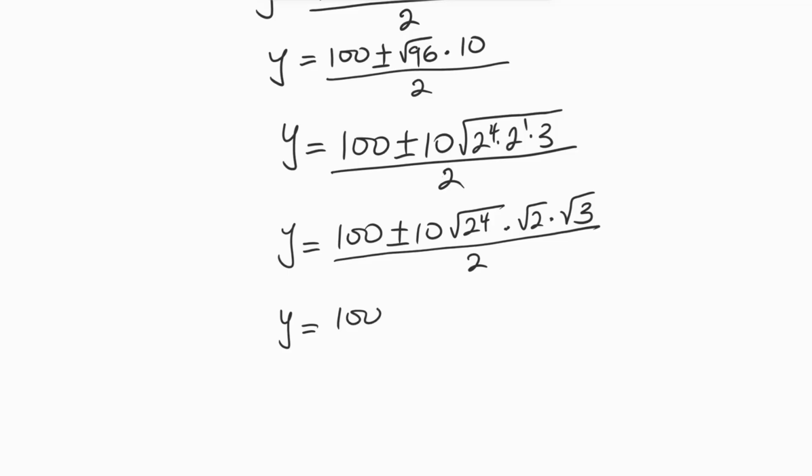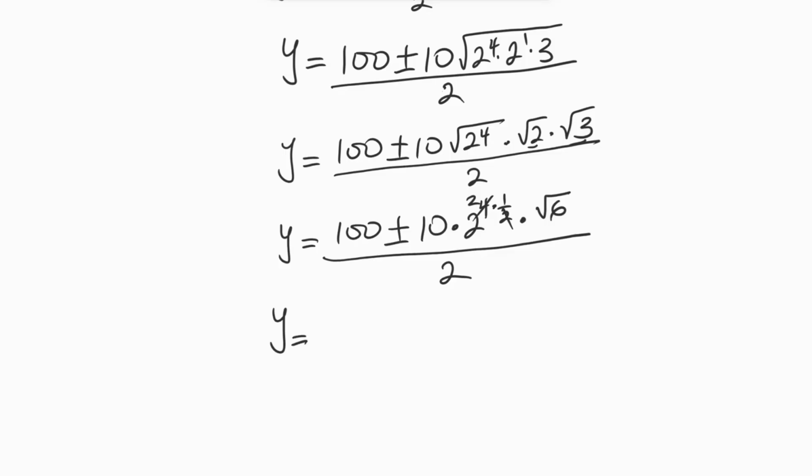Y will give us 10 dot 2 raised to the power 4. Square root of that will leave us with 2 raised to the power 2. So let's just write that out. 2 here, 1, that's 2. And root 2 times root 3 will give us root 6, divided by 2.